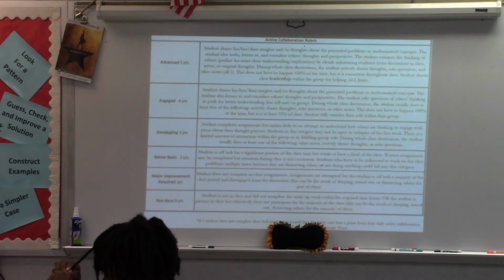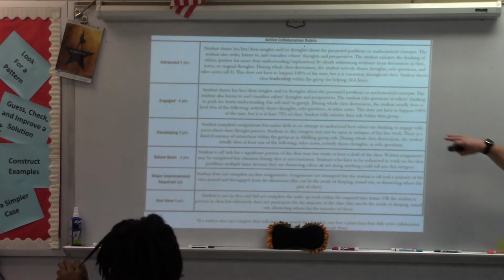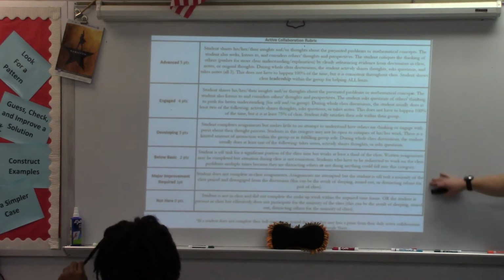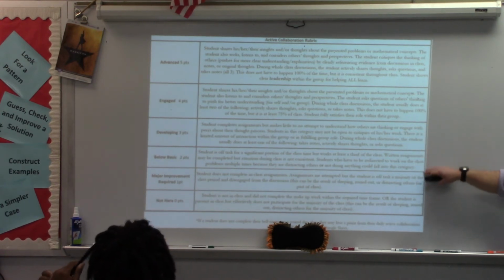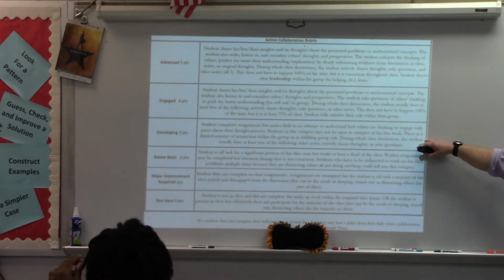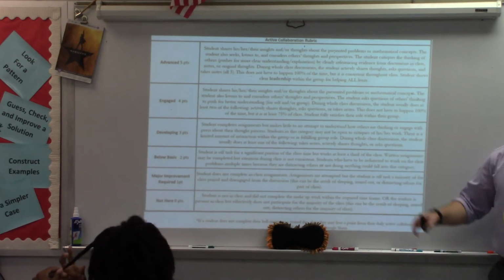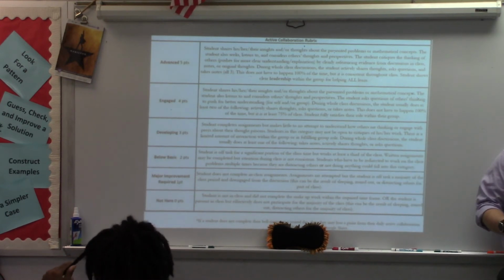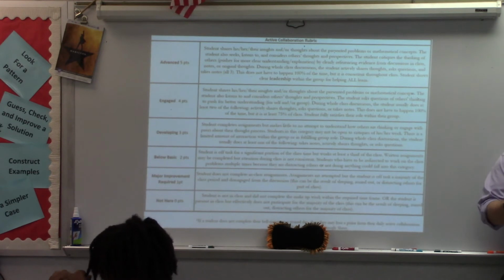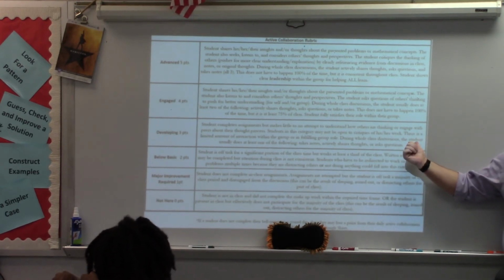So remember this, on the active collaboration, we want at a minimum a 3. I had some 0s through 2s starting to pop up. We need to be at a 3. In order to score a 3, what do you really have to do? Do your work. That's the main thing. You don't even have to talk to your small group really to earn a 3. Does it have to be right?